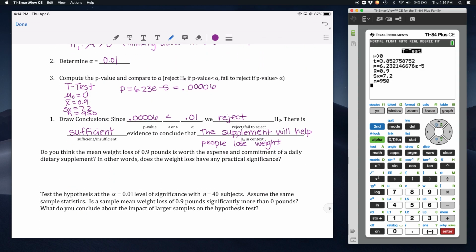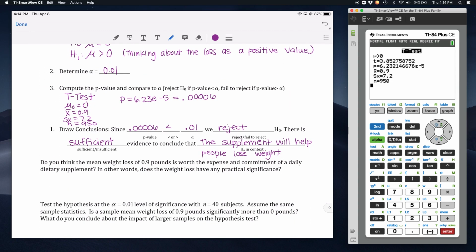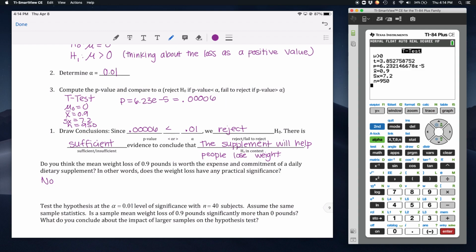Okay, but let's actually look at this for a minute and consider: do you think the mean weight loss of 0.9 pounds is worth the expense and commitment of a daily dietary supplement? In other words, does the weight loss have any practical significance? I would say probably not here, especially over 8 weeks. I'm going to say no practical significance, because losing 0.9 pounds in 8 weeks is not significant, right? You basically have stayed your same weight. I spelled significant wrong. Significant.